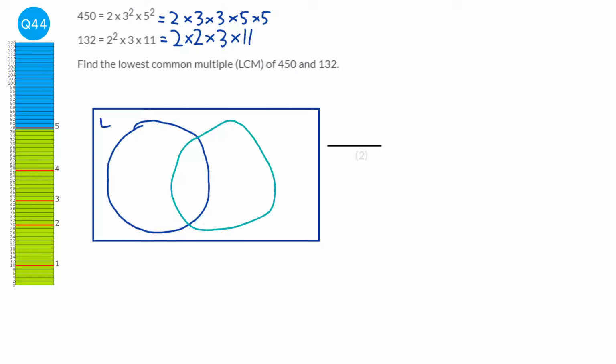So 450 is on the left hand side and 132 is on the right hand side, and we're going to start just filling out the Venn diagram. They both have a 2 in them and they both have a 3, but 450 has a 3, a 5 and a 5, and 132 has that 2 and the 11.